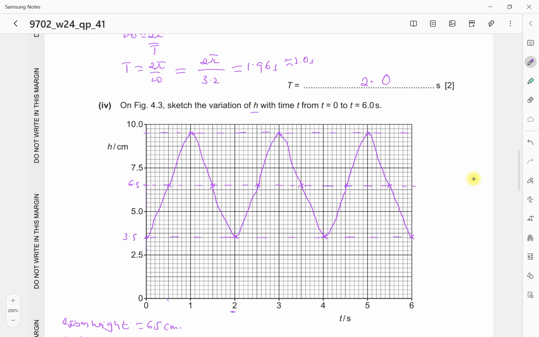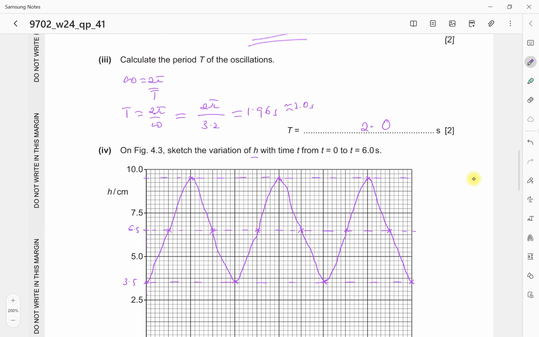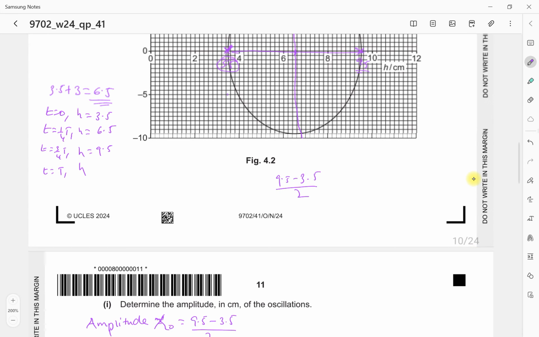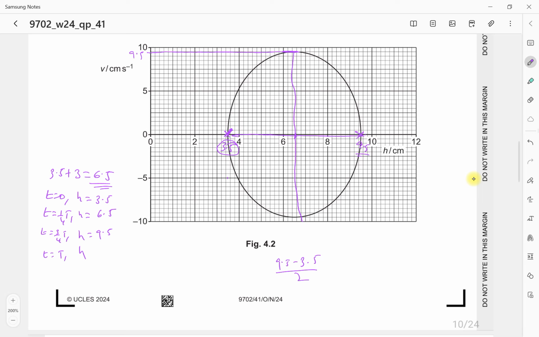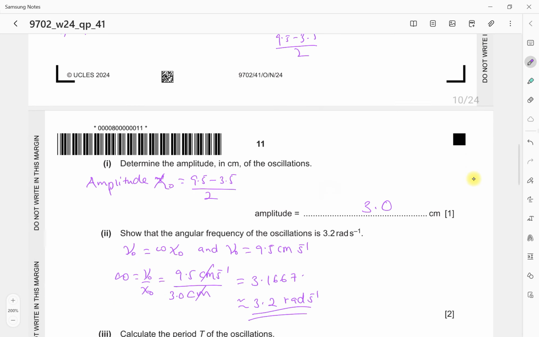That is the graph. We just use the idea of where the velocity is supposed to be maximum. When velocity is maximum, the displacement is zero. So that means the equilibrium position, or the displacement is zero, when the height is 6.5. That's where the velocity is maximum.